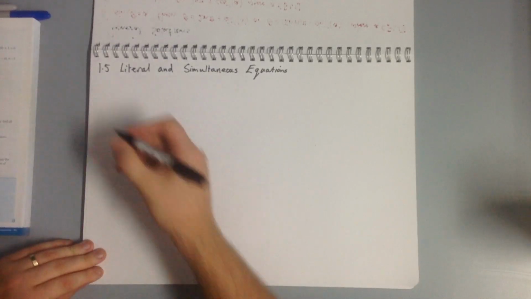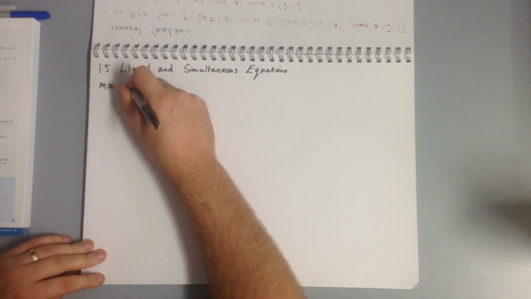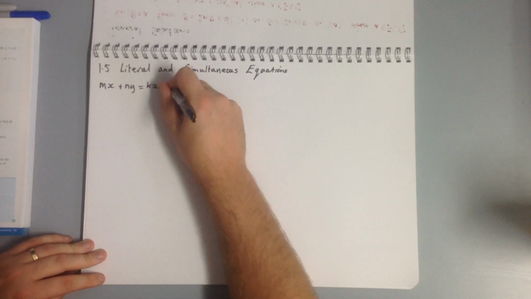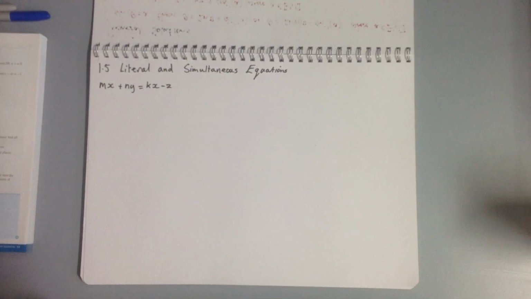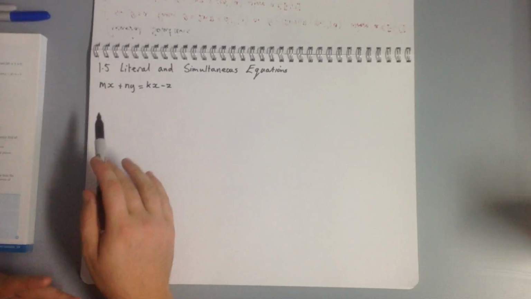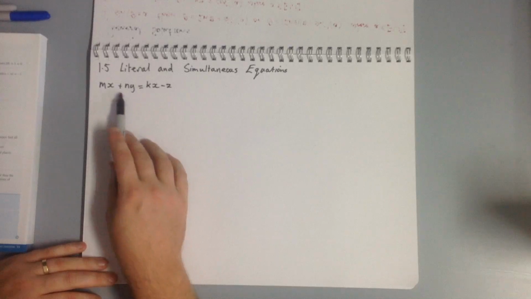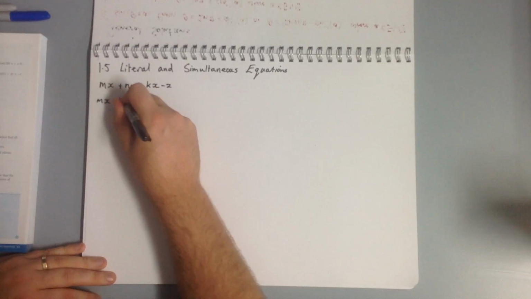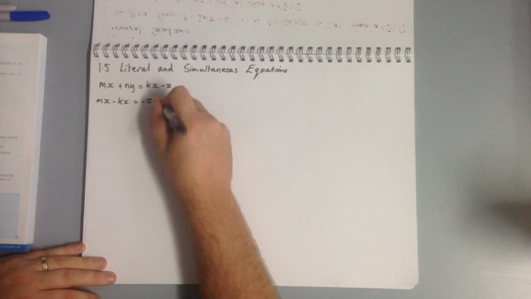So we're going to look at solving the equation mx plus ny equals kx take z. We're going to try to solve that for x. Really, you can think of this just like an equation that has numbers. We want to get our x's on the same side and everything else on the other side. So we're going to bring our kx across and get rid of our ny. So we've got mx take kx equals negative z take ny.